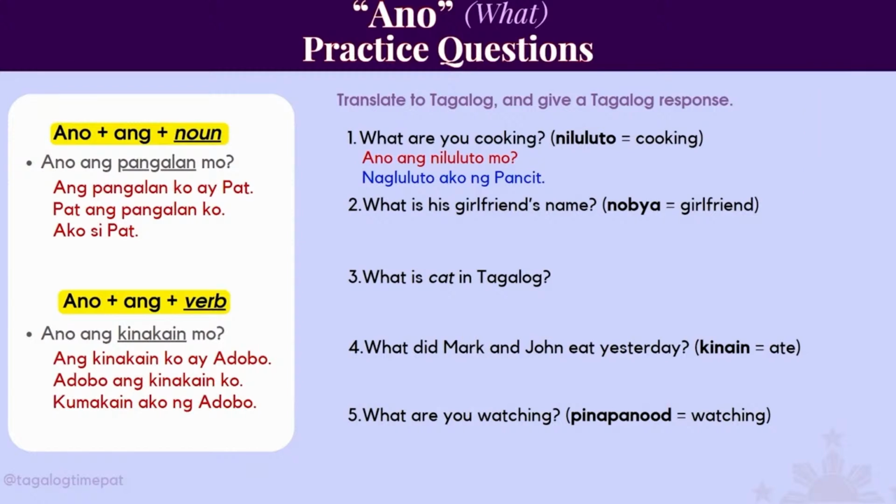Okay, welcome back. Let's do number 2. What is his girlfriend's name? Nobya is girlfriend. Ano ang pangalan ng nobya niya? So we learned ano ang pangalan mo. Now if you want to talk about someone else, you would have to add ng nobya niya. Ng means of. So nobya is girlfriend, niya is his. So what is the name of his girlfriend? You see how everything just kind of fits together, but it might not be in the order that we're used to in English. So just take note of this. It would be, ano ang pangalan ng nobya niya? That's how you would say that.